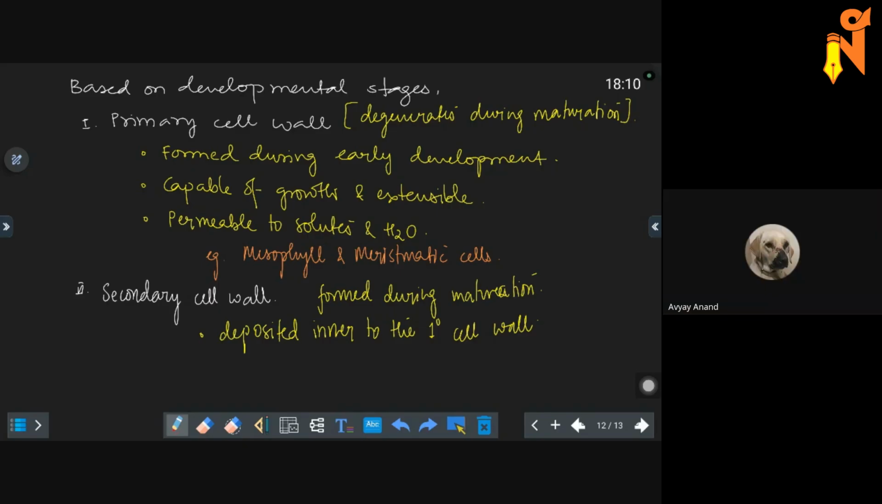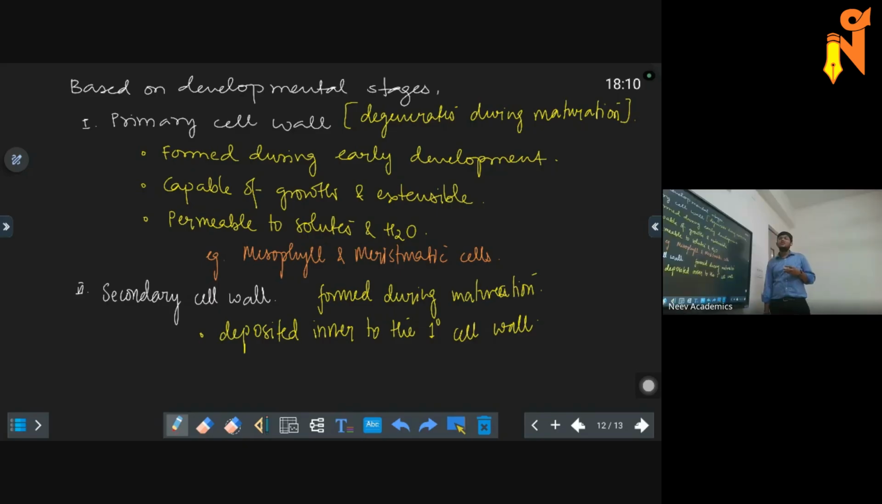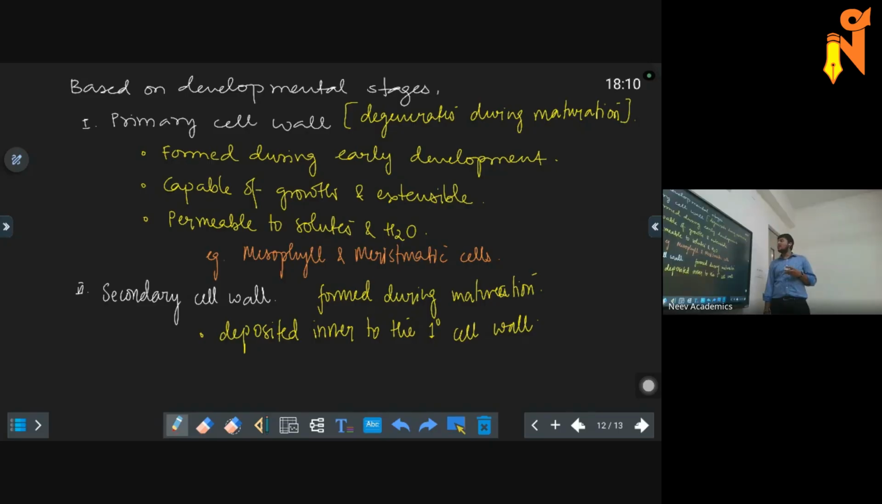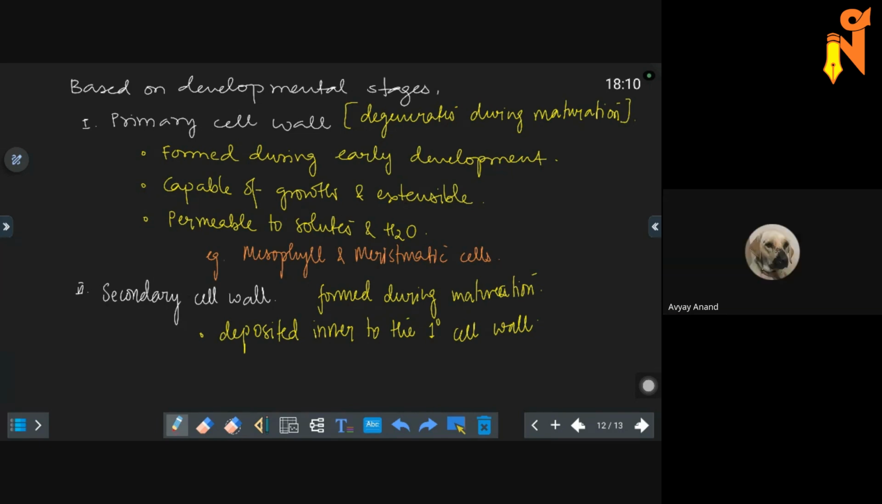But what about the cells without the secondary cell walls? They are not completely matured yet. Like parenchymatous cells. Parenchymatous cells still have the ability to de-differentiate and form new cells. But if they fully mature, then they get the secondary cell wall and then they die.